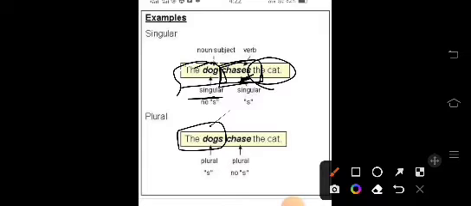And the nouns which are ending with s or es, they are plural nouns. Dogs is a noun. So this is a plural noun. And we know that when the subject is plural, it will agree with the plural verb.